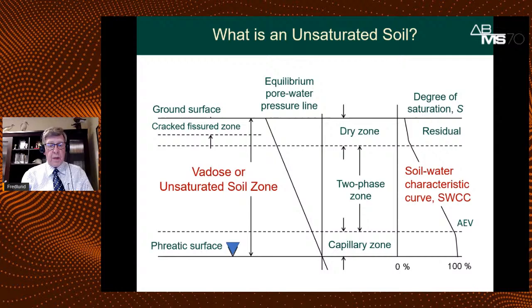It is noteworthy that while the equilibrium pore water pressure line is linear, the quantification of the amount of water in the soil is nonlinear. The amount of water in the soil reveals two distinct breaks, namely the air entry value and the residual point. These two breaks subdivide the unsaturated zone into three subzones.